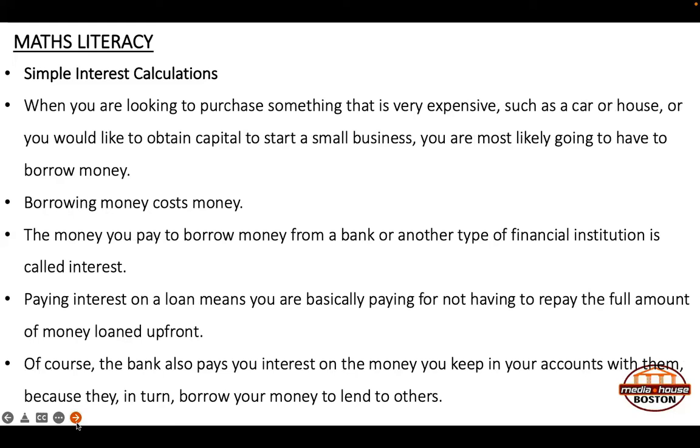Okay. So the money you pay to borrow money from a bank or another type of financial institution is called interest. Paying interest on a loan means you are basically paying for not having to repay the full amount of money loaned upfront. Yes, because depending on the time period, you're going to pay that money off over a long time. And therefore, because it's costing the bank to lend you that money, or whichever person, if it's a large amount, they're going to charge you interest. So the bank also pays you interest on the money you keep in the accounts with them, because in turn, you can borrow your money to lend to others.